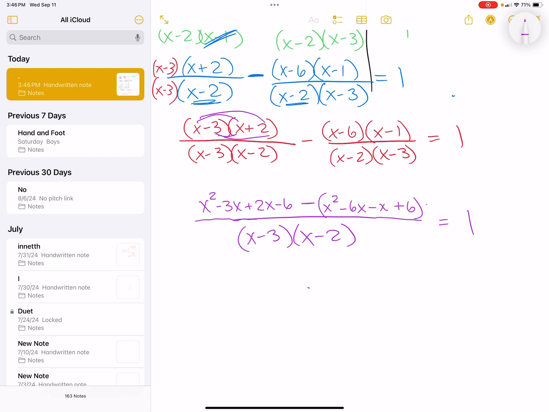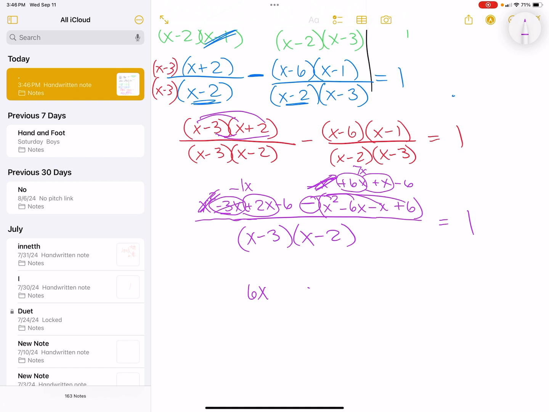So now that minus gets applied to everything in here. So it's going to be minus x squared plus 6x plus x minus 6, right? Because this minus out front goes to everything there. So now we can go look for like terms. So I have x squared minus x squared. That's gone. I have a minus 3x plus 2x, which is minus 1x. And then a plus 6x plus 1x is a positive 7x. So minus x plus 7x gives me a 6x.